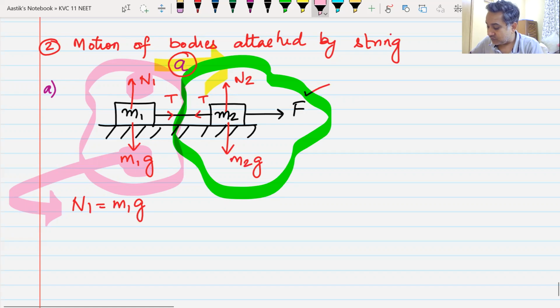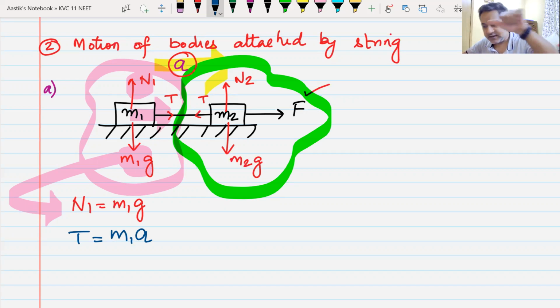The only force on this block in the right is T. So I can write the equation of this block. T is equal to M1A. Do you understand how I've written this equation? T is ahead, acceleration is ahead. So T is equal to M1A. This is the equation for this block.